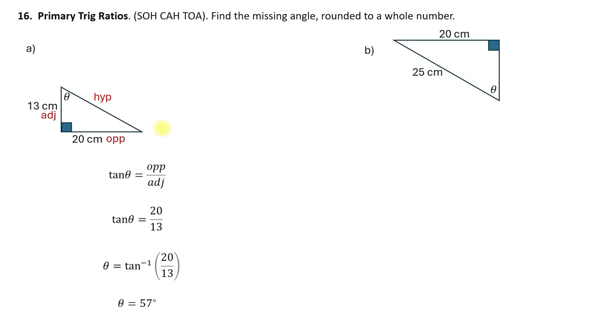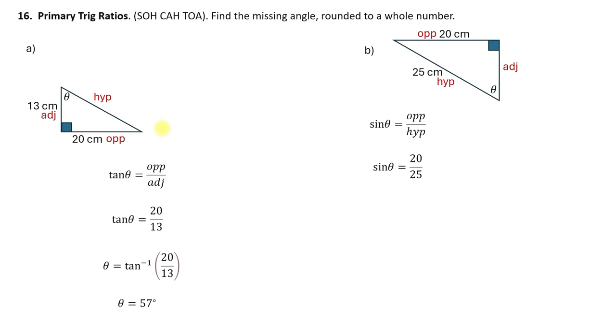Question B. Relative to theta, our reference angle, we are given the opposite and the hypotenuse and asked to find theta. The trig ratio that deals with opposites and hypotenuse is the sine. So we can say the sine of theta equals opposite over hypotenuse. Specific to this triangle, the sine of the angle we're trying to find equals 20 over 25.